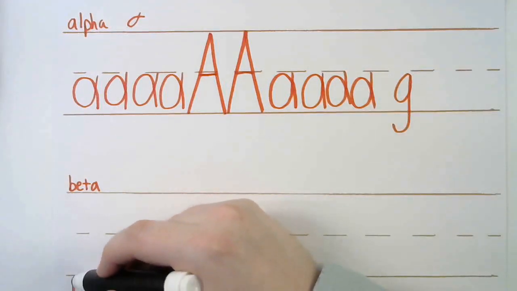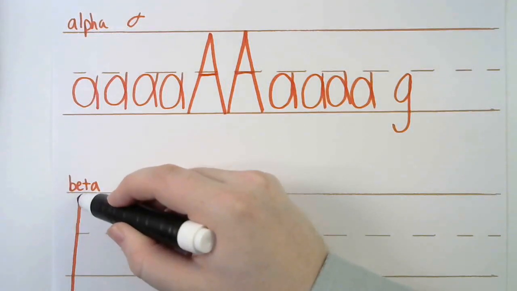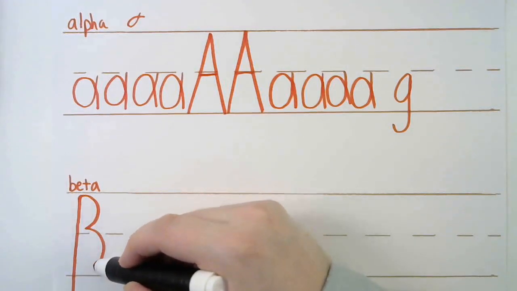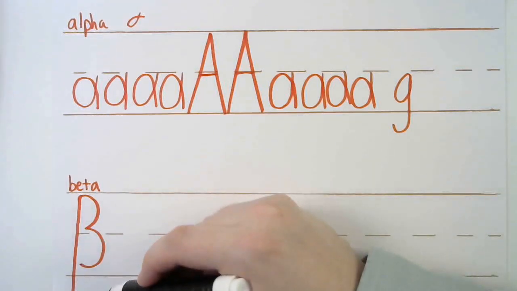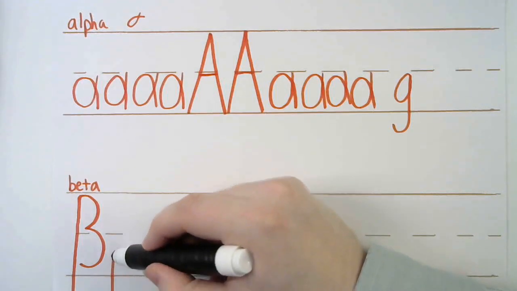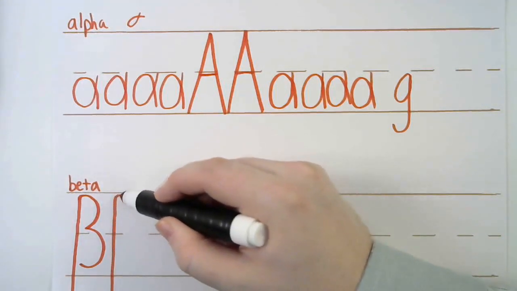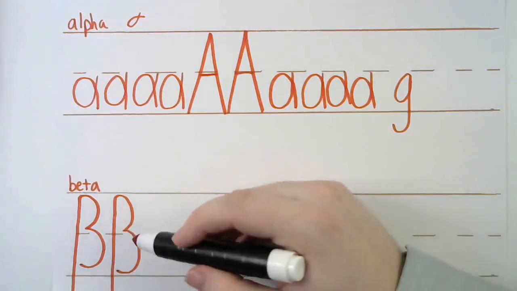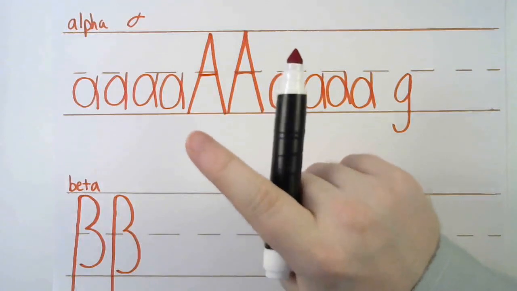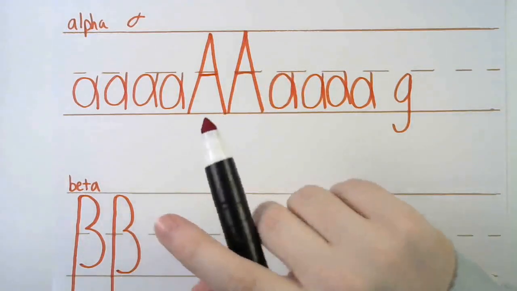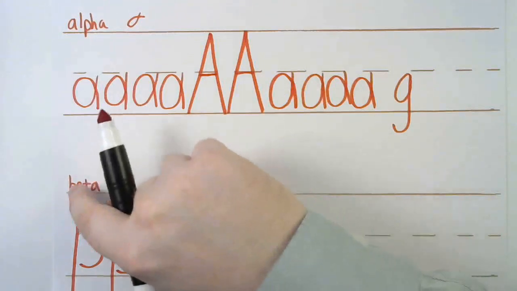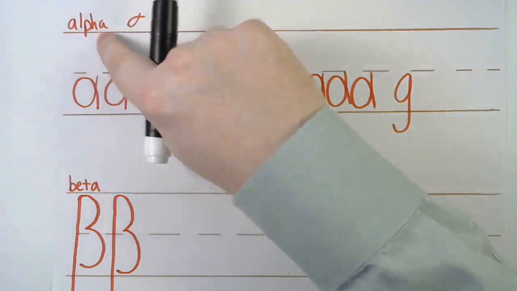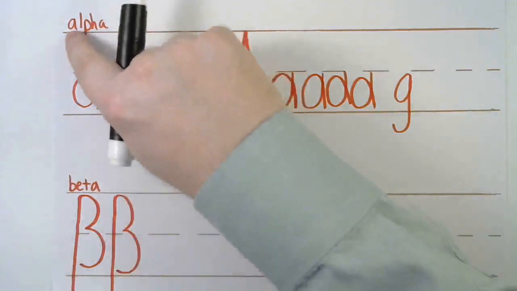Beta starts and comes up. It comes all the way to the top. Then it loops and loops again. It's a beta. Comes up and loops again. Beta. Now, if you can't remember what sound the letter makes, just say the name and that'll help you. Beta makes a B sound, or alpha makes an A sound. Alpha, A. Beta, B.